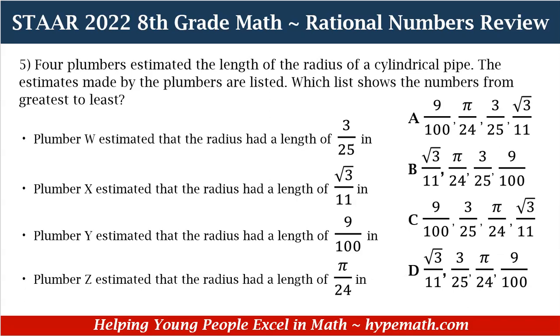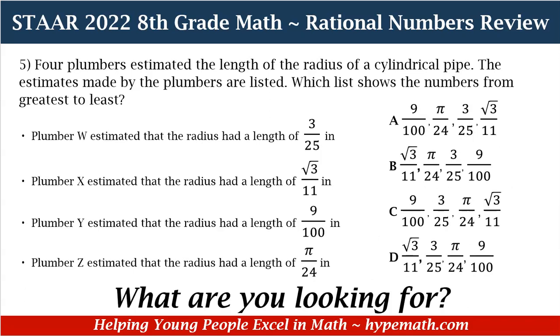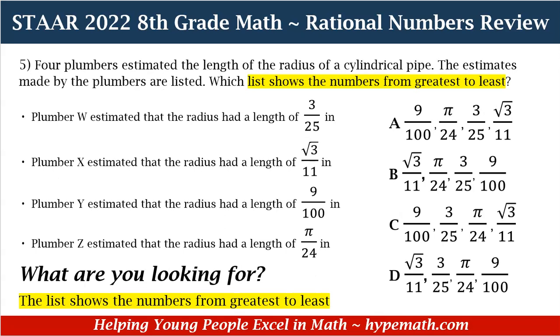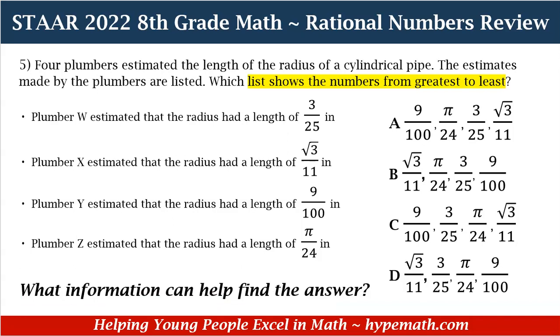And for D, we have the square root of 3 over 11, 3 over 25, pi over 24, and 9 over 100. So now that we know all the information about our question, the first thing we need to ask ourselves is, what are we looking for? We are looking for the list that shows the numbers from greatest to least, or the largest number to the smaller number, okay? Now that we know what we're looking for, the next thing we need to determine is what information can help find the answer.